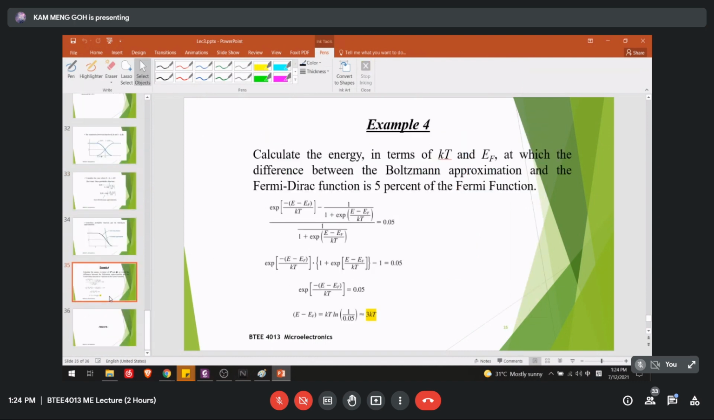So let me show one example. Calculate the energy in terms of kT and EF at which the difference between the Boltzmann approximation and the Fermi-Dirac function is 5% of the Fermi function. You might feel a bit confused when it is mentioned this way. What is this about? So let's see how we're going to deal with this.